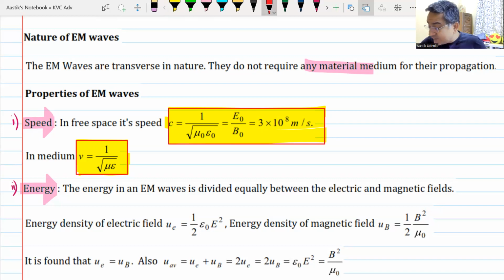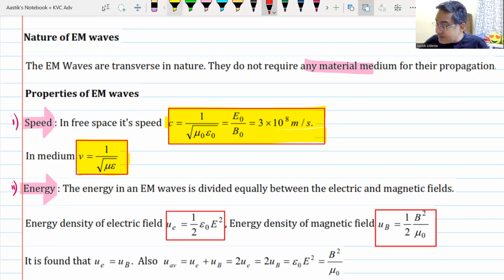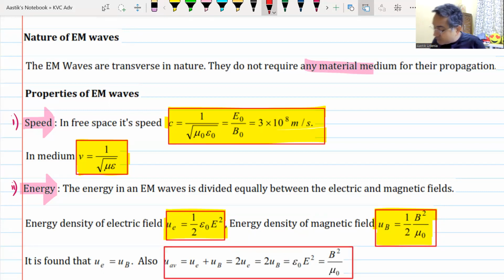The energy, and I have seen this question come very frequently these days: the energy density of the electric field and the energy density of the magnetic field are equal. That means in an EM wave, energy is equally distributed. The total energy density or average energy density of the total field will be the sum of these two. Do we understand this? Yes, sir. I'll give you 2 minutes to note this down.